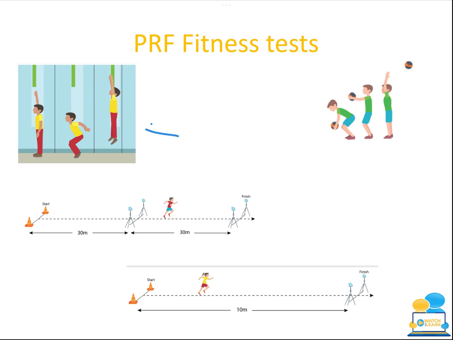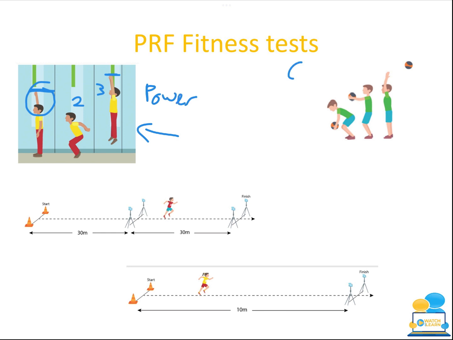PRF, so on the upper left here we have the vertical jump. So we have the athlete here with their hand up against the chart, take a note of what number they're on, squatting down in number 2 there, and exploding up in number 3, and getting the difference between their jump and where they started, and that would be your score in centimeters. So that would be lower body power.